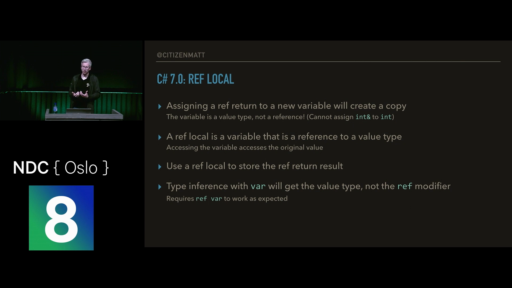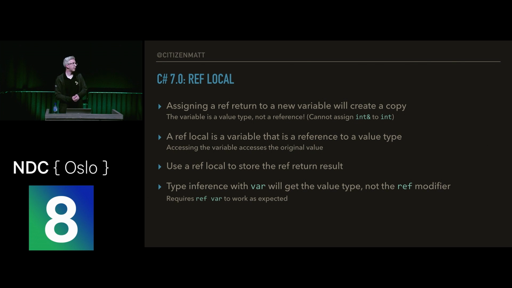If you assign a ref return back to a new variable, you're going to get a copy, which defeats the purpose, because the variable is a value type, and we've just returned a reference. So C# 7 also introduced ref locals, and a ref local is a variable that is a reference to a value type. And again, accessing this variable accesses the original value. They're the same thing. So you use a ref local to store the return value of a ref return.